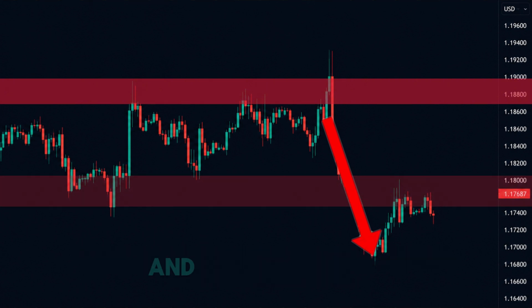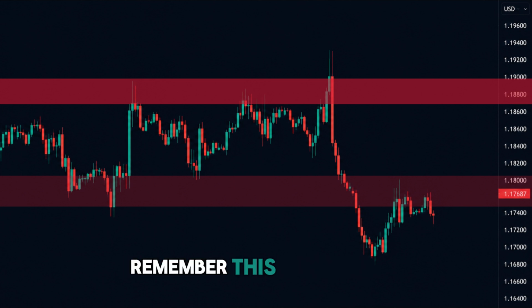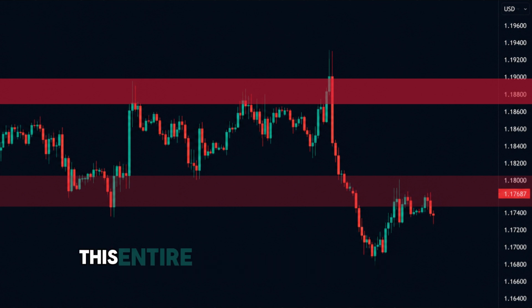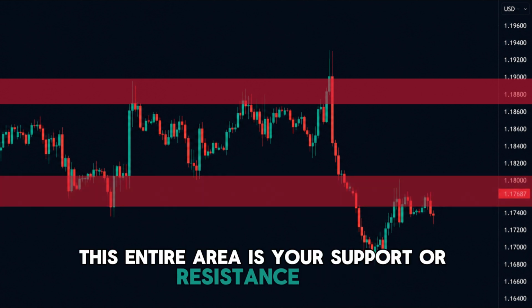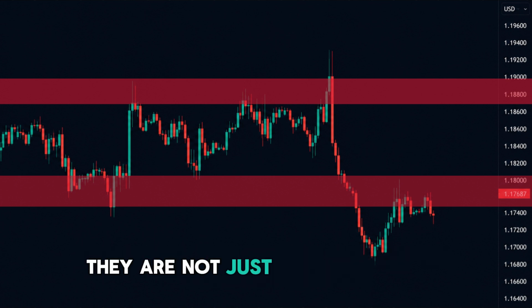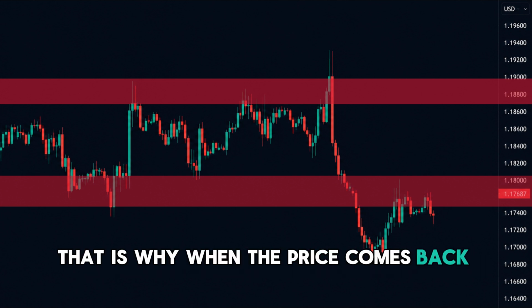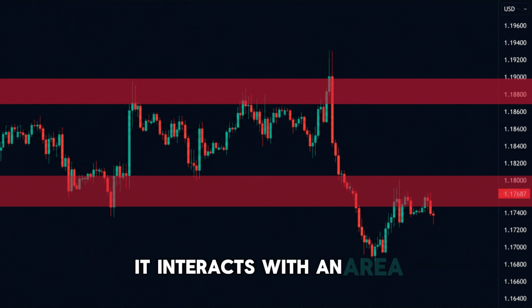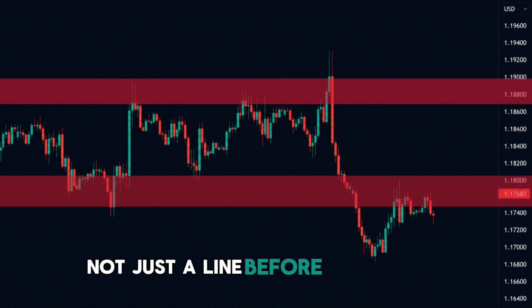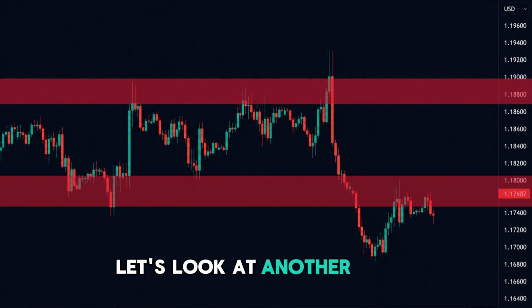level. And please, my friends, remember this vital detail. This entire area is your support or resistance zone. They are not just single thin lines. This entire zone is the battleground. That is why when the price comes back to retest, it interacts with an area, not just a line, before rejecting it. Let's look at another chart.